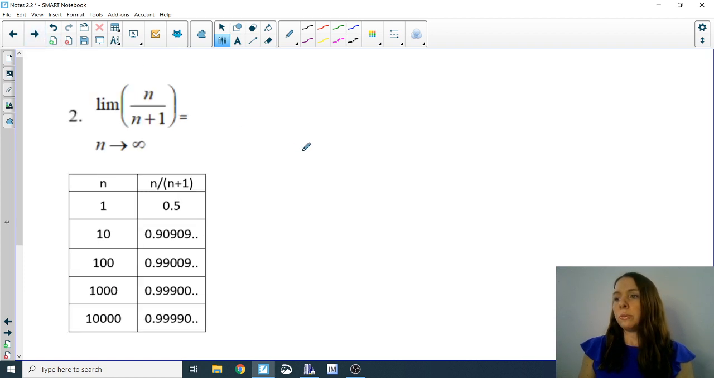For number 2, I did the same setup. I decided to start with an n value of 1. Again, you don't have to start there. That's just where I went. And I made n larger and larger and larger. This time I'm using the expression n divided by n plus 1, so my number divided by 1 more than my number. And so 1 divided by 2 is 0.5. 10 divided by 11 is 0.909, and so on. And as you can see, making the n value larger and larger and larger, n over n plus 1, that expression is getting closer and closer to 1 this time.